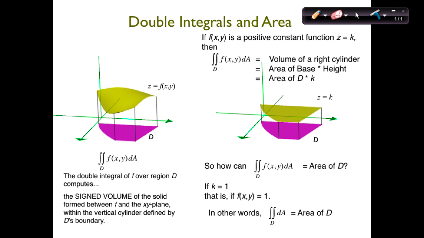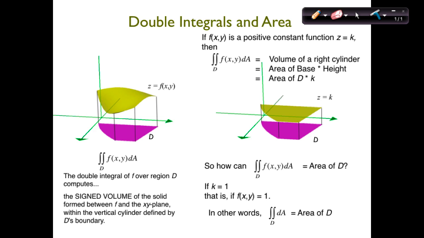But double integrals still find signed volume. They still find net volume. It's just that by making the function be the function 1, the value of that volume has the same value as the area of the region in the xy plane. Yes, please. So it's just like a degenerate volume then?